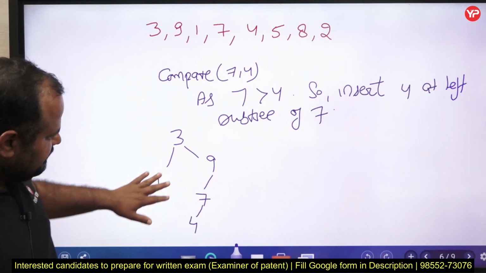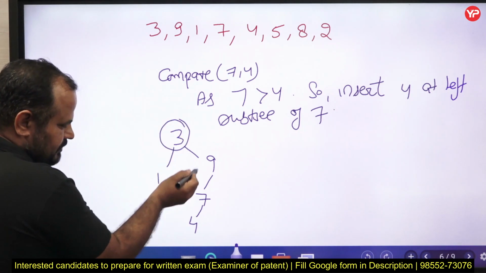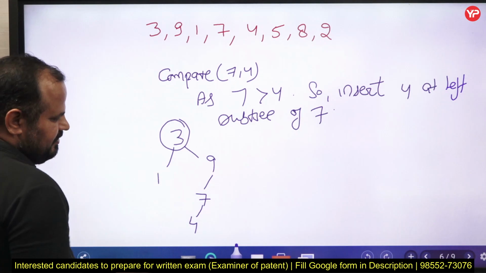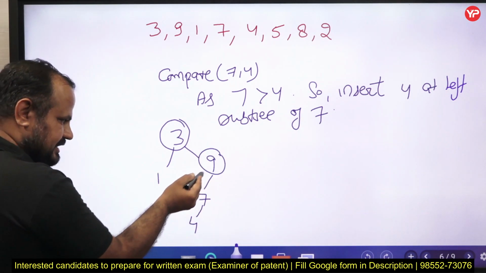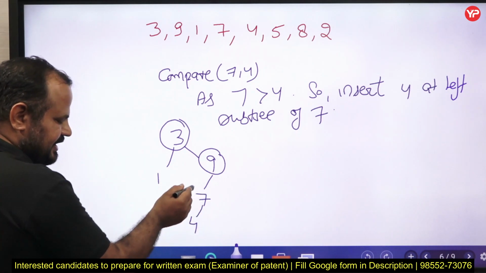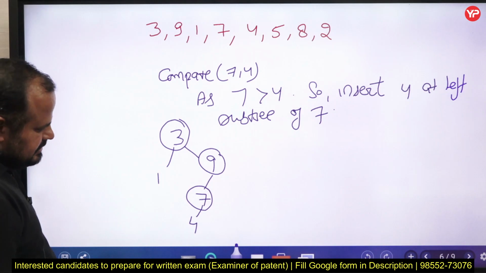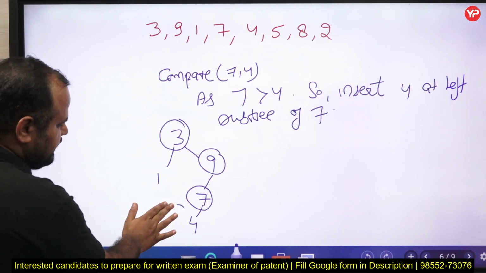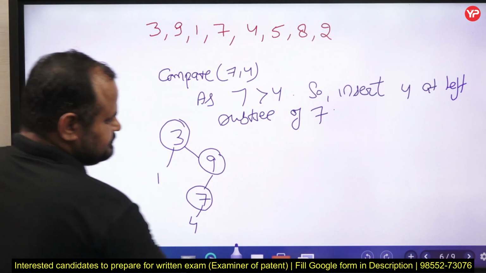Now see, again it is a BST. Why? Because all the elements on the right hand side of 3 are greater than 3. Here all the elements which are less than 9 are on the left hand side. Again, all the elements which are less than 7 are in the left child of 7. Fine. Now we want to insert 5.